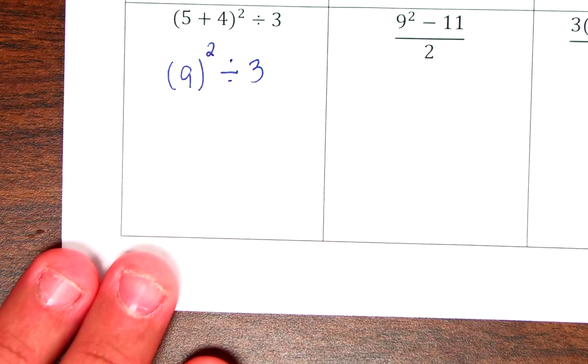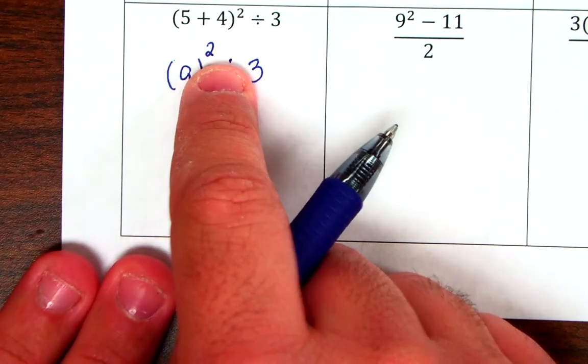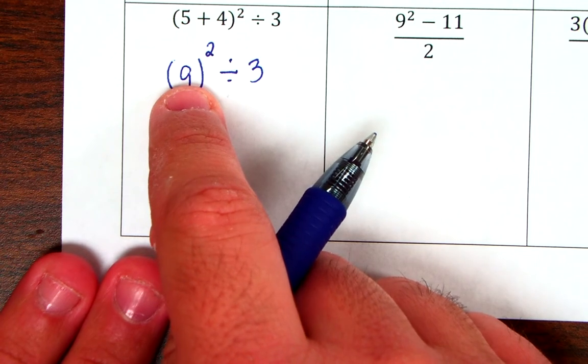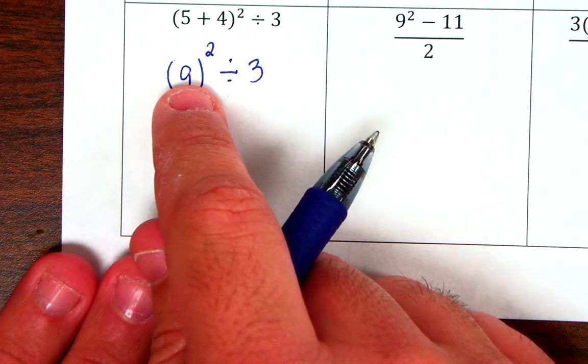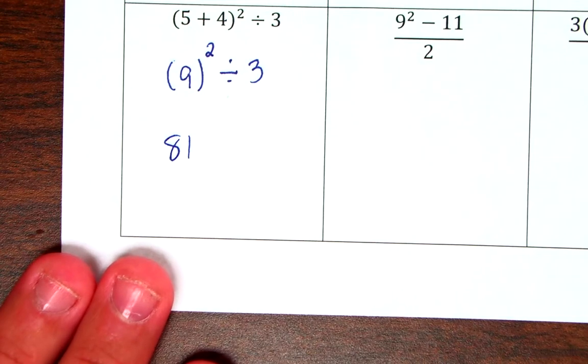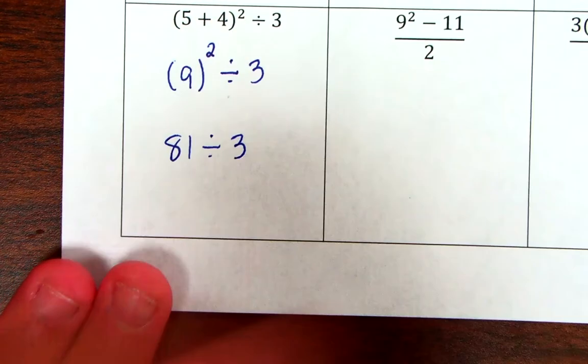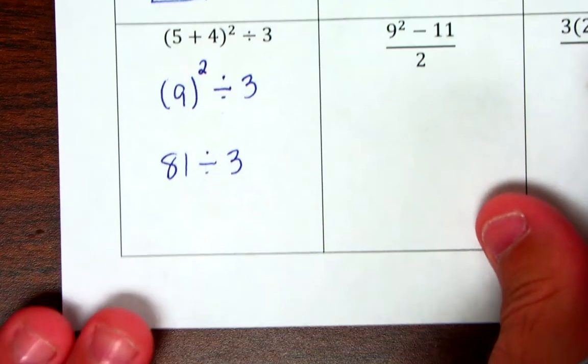After the P is the E for exponents. Do you have any exponents? Right there. Well, what's 9 times 9? 81. 81 is correct. And let's divide that by 3. Does anyone know what 81 divided by 3 is?